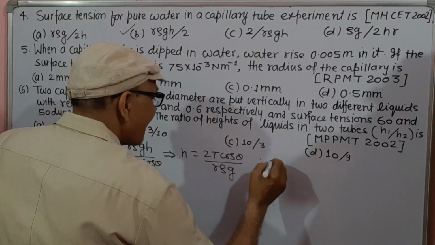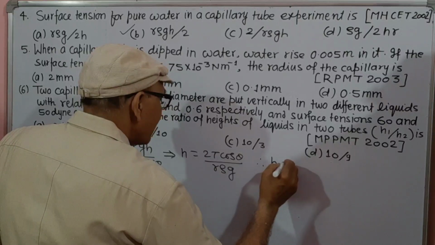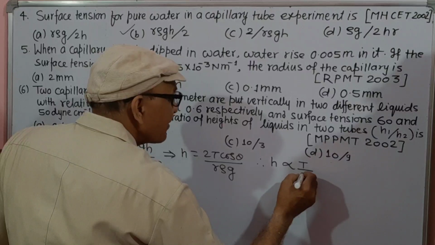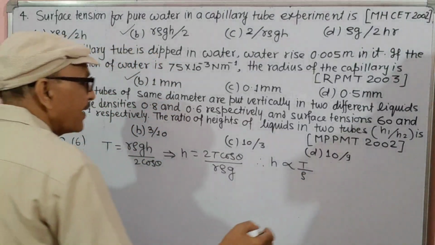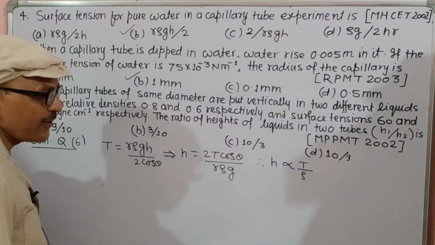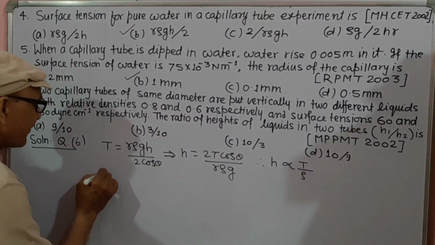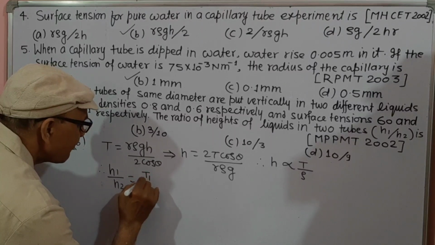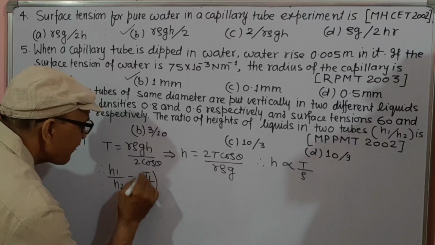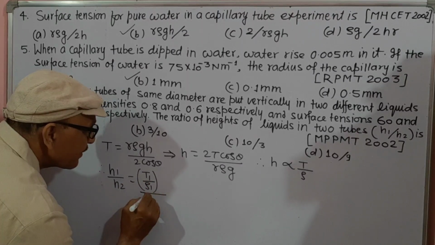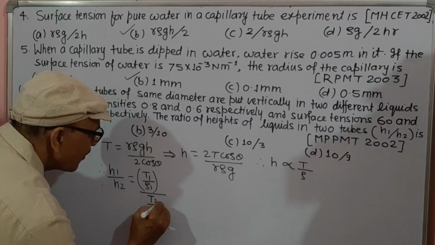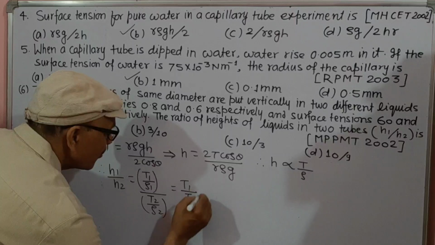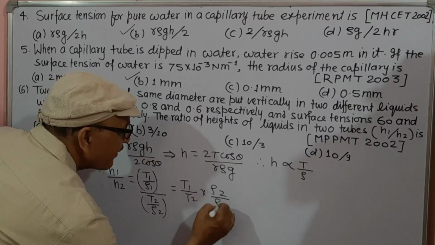Therefore, H is directly proportional to T and inversely proportional to density, assuming theta is the same for both liquids. Therefore, H1 upon H2 will be equal to T1 upon rho 1 upon T2 upon rho 2, which gives T1 upon T2 into rho 2 upon rho 1.